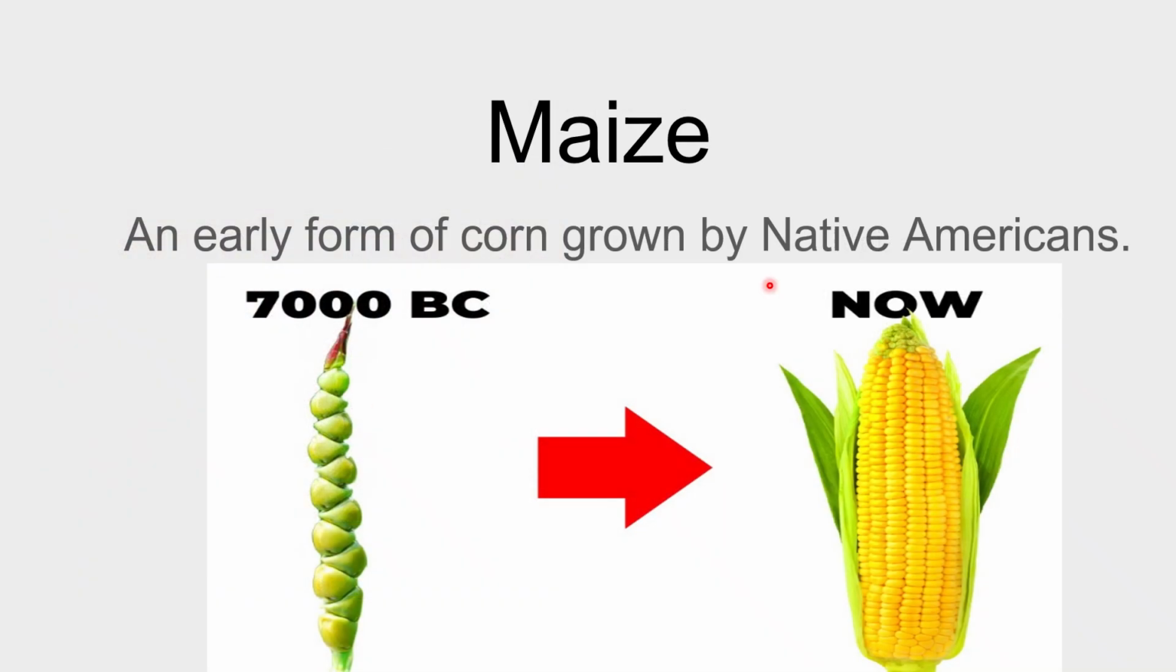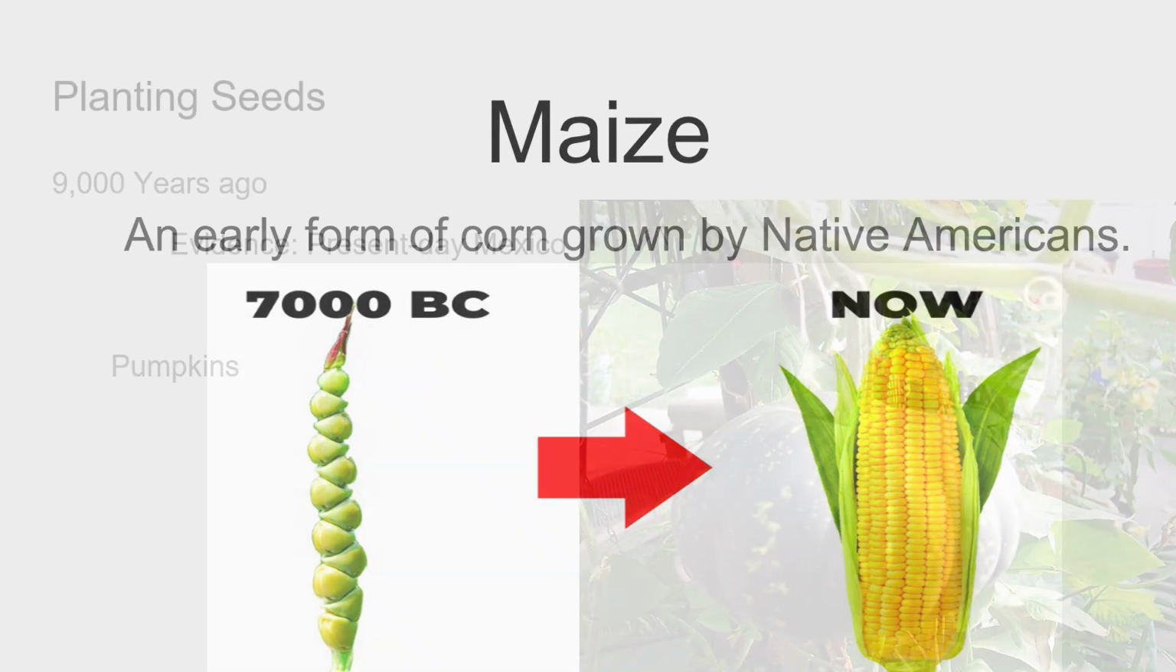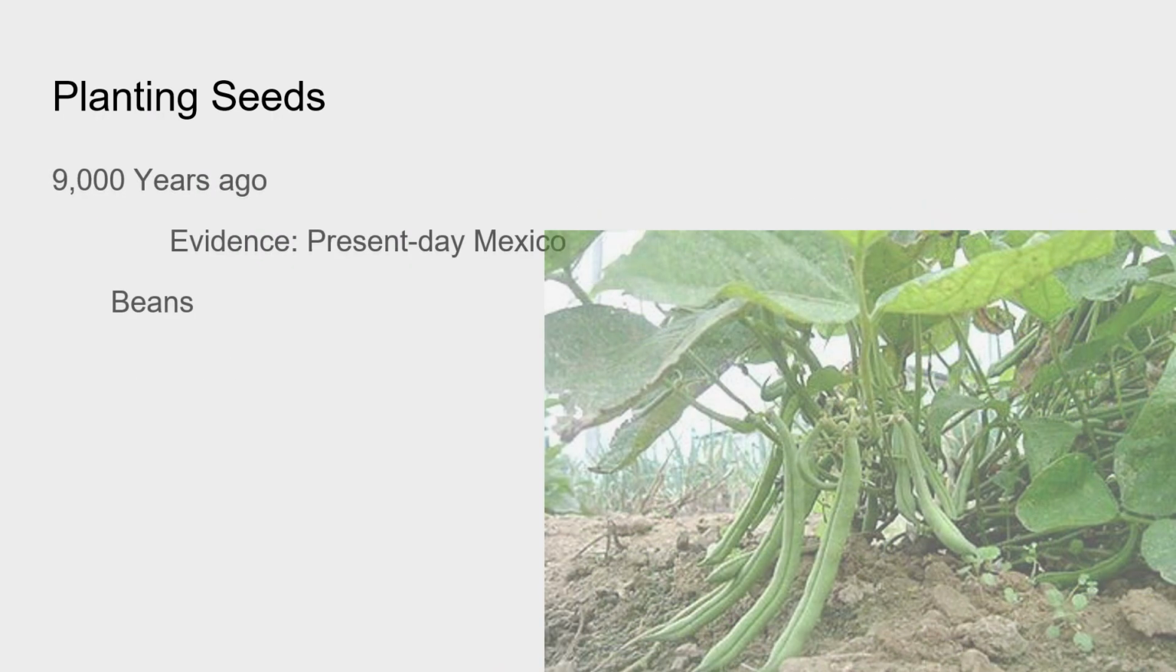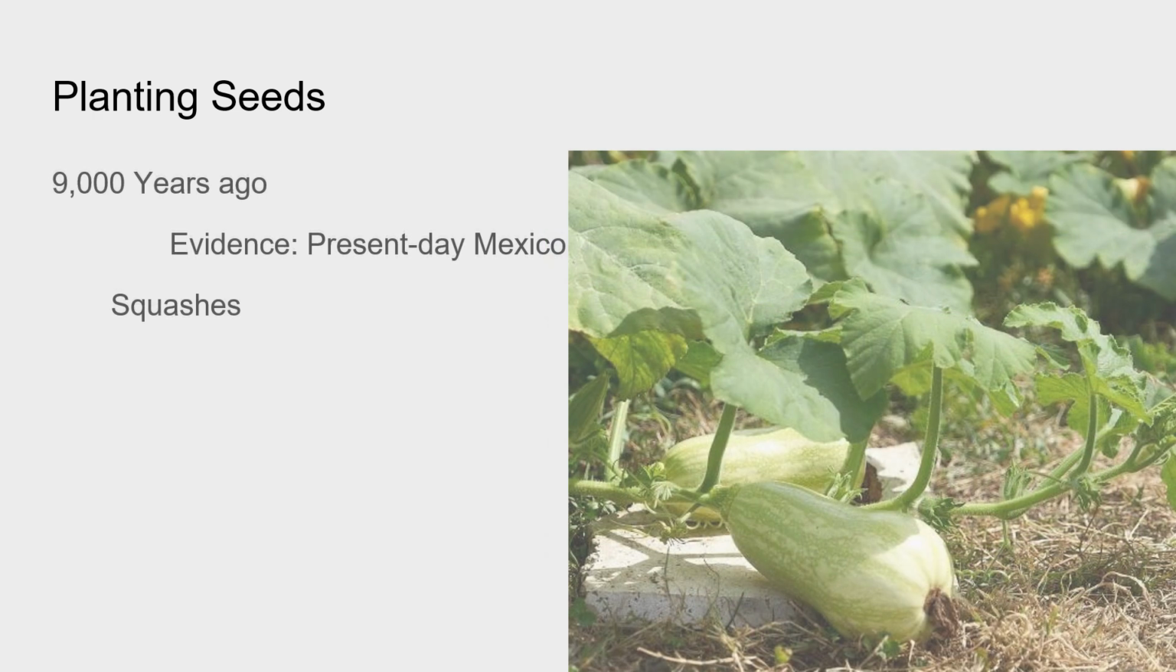And you can see here maize, an early form of corn grown by the Native Americans. Look what maize looked like in 7,000 BC, and then now. So that was like 9,000 years ago what corn looked like, and it was genetically modified into this. That just means that you plant the best kernels of the best ones and you don't plant the weak looking stuff. So, genetically modified, that's what that is. And they planted pumpkins and beans and gourds.